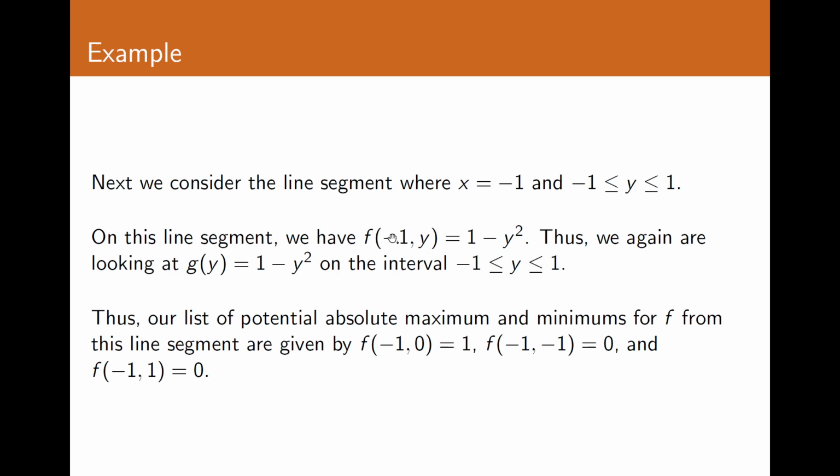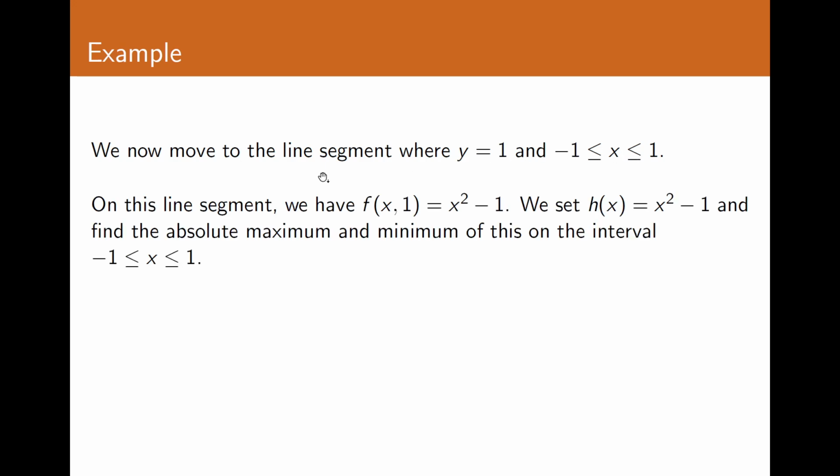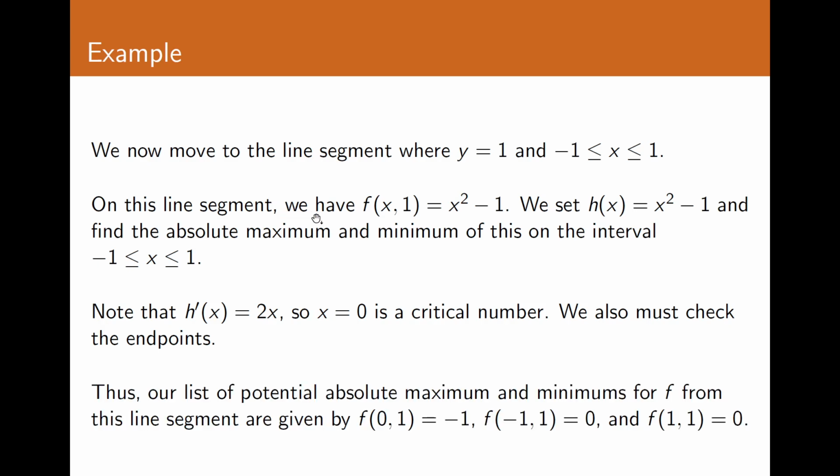Now we have 2 more line segments to do, where y is equal to 1 and y is equal to minus 1. So we switch now to y being fixed and x going between minus 1 and 1. So on this line segment, we have f of x, 1, is equal to x squared minus 1. So let's go ahead and set h of x to be x squared minus 1. Find the absolute maximum and absolute minimum of this on the interval between minus 1 and 1 for x. So same process as we just did. We take the derivative, we see x is a critical number, and then we also have to check the endpoints.